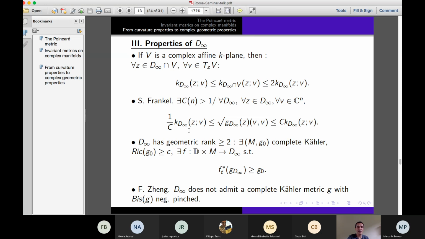And of course, as soon as we have constructed it, we will have proved that we can deform the metric and that the sequence of metrics we consider will converge to a metric, and this metric will have a holomorphic bisectional curvature globally negatively pinched. Then we will get the contradiction by Zheng's result. But for that, we really need to work a little more.